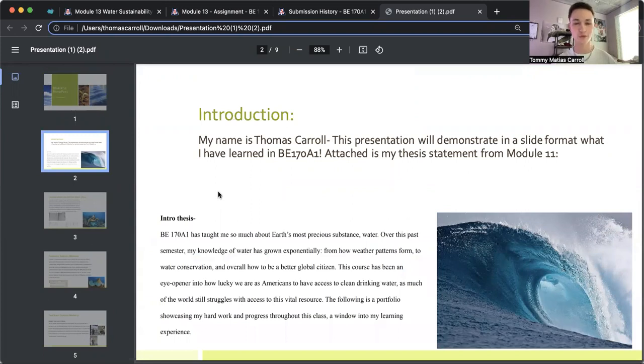BE 170A1 has taught me so much about Earth's most precious substance, water. Over this past semester, my knowledge of water has grown exponentially, from how weather patterns form to water conservation, and overall just how to be a better global citizen. This course has been an eye-opener into how lucky we are as Americans to have access to clean drinking water. It's a luxury that not many other nations on Earth can say that they have. The following of this slideshow is just a portfolio showcasing my hard work and progress throughout this class, and it's a small window into my learning experience.